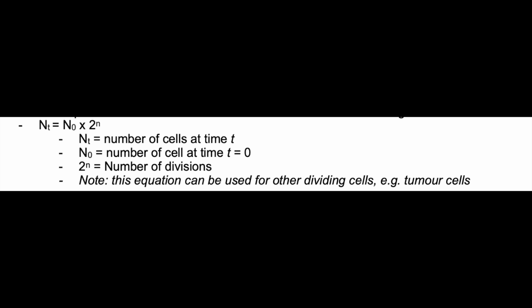What is the equation for the theoretical maximum number of bacteria at a given time? Well, it's given by Nt equals N0 times 2 to the n. So Nt is the number of cells at any time. N0 is the number of cells when time equals 0. And 2 to the n is the number of divisions.